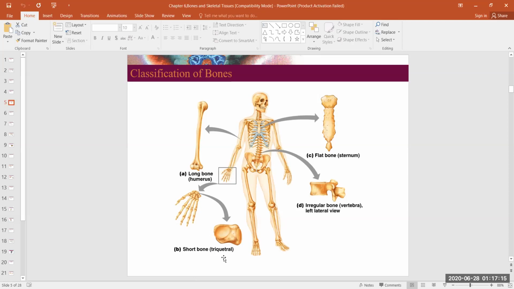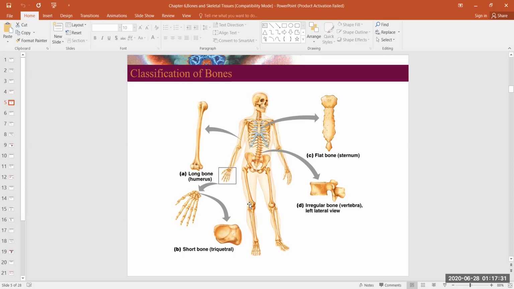Then let's go to B, short bones. Short bones are the bones in the wrist. You see, there are 8 bones, and those are the short bones. For example, the triquetral is one of the bones.